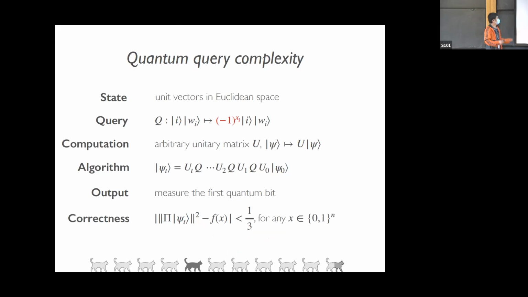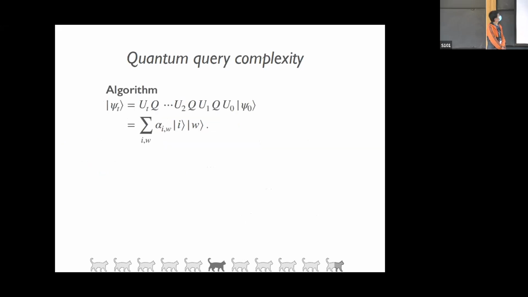Now we say that our quantum algorithm computes a function f if it outputs the correct value with probability at least 2/3. So quantum computation is probabilistic in nature, and we allow some error here. And 1/3 is somewhat arbitrary; you can pick another constant you like. So that is a quantum query algorithm. The quantum query complexity of a function f is the minimum number of query operators you need to compute f.